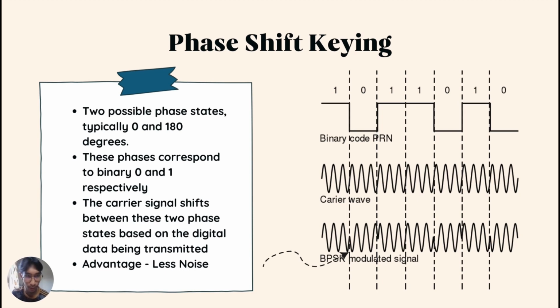In phase shift keying, the sinusoidal output wave will be shifted 180 degrees every time the digital signal toggles between 1 and 0, as you can see here. Every time the digital signal toggles between 1 and 0, the sinusoidal wave will be shifted 180 degrees. So this phase corresponds to the binary 0 and 1 respectively. The advantage of phase shift keying is less noise.